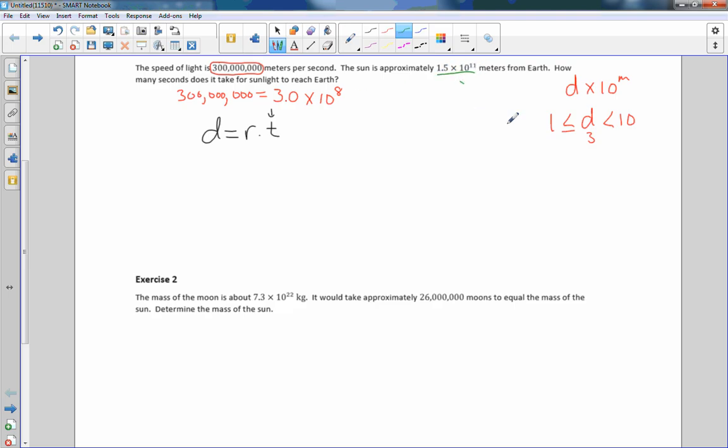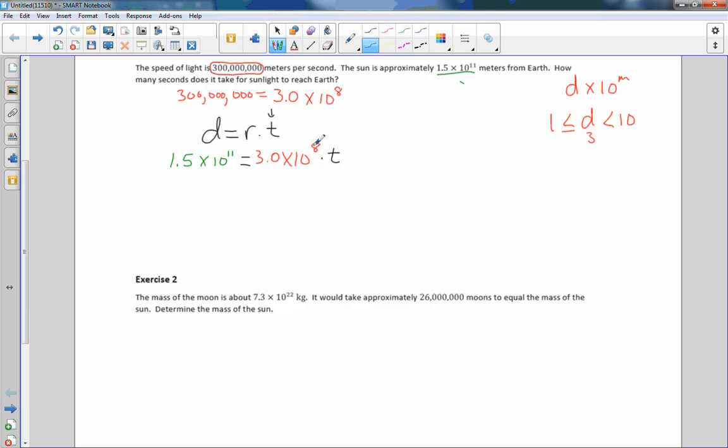And when I say d, I don't mean this d here, by the way. It's distance. Distance is 1.5 times 10 to the 11th power. That's the distance the Earth is from the sun. And that is going to equal the speed of light times time. And the speed of light is right here, 3.0 times 10 to the 8th power. And then I'm going to multiply that times t, or time, and that's what we're trying to solve for.